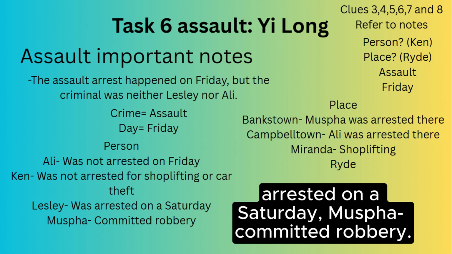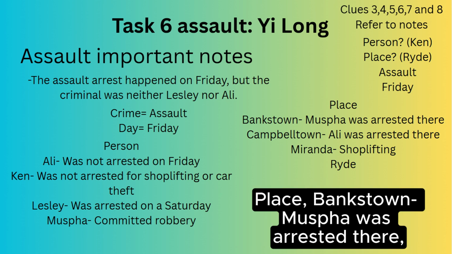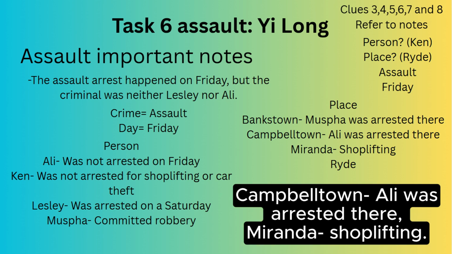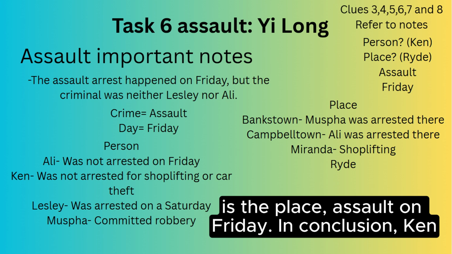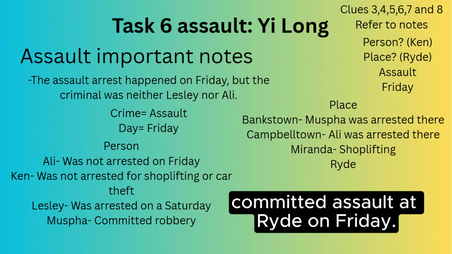Musfa committed robbery. Place, Bankstown. Musfa was arrested there. Campbelltown. Ailey was arrested there. Miranda, shoplifting. That just leaves Ken and Ryde. So the answer is Ken is the person, Ryde is the place, assault and on Friday. So in conclusion, Ken committed assault at Ryde on Friday.